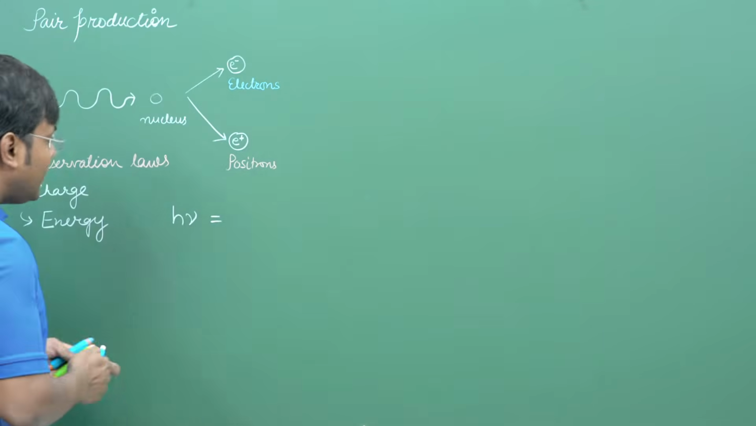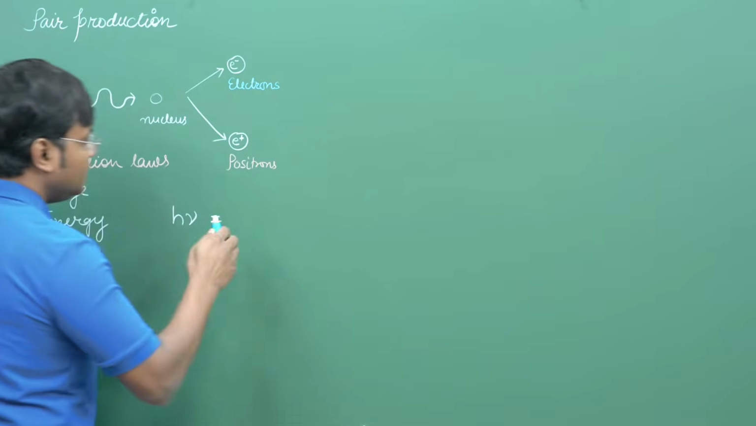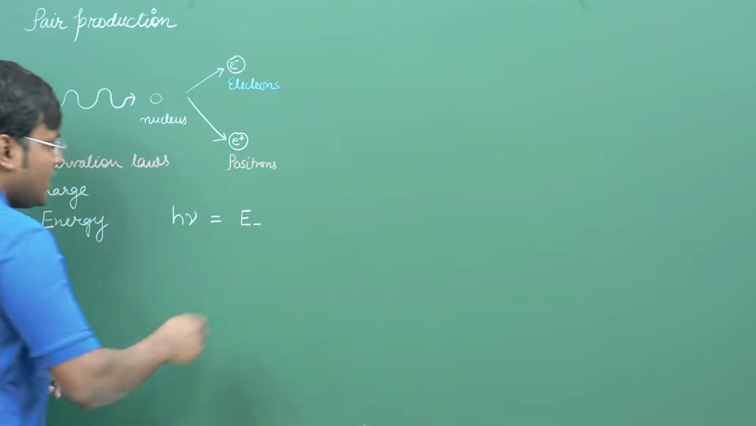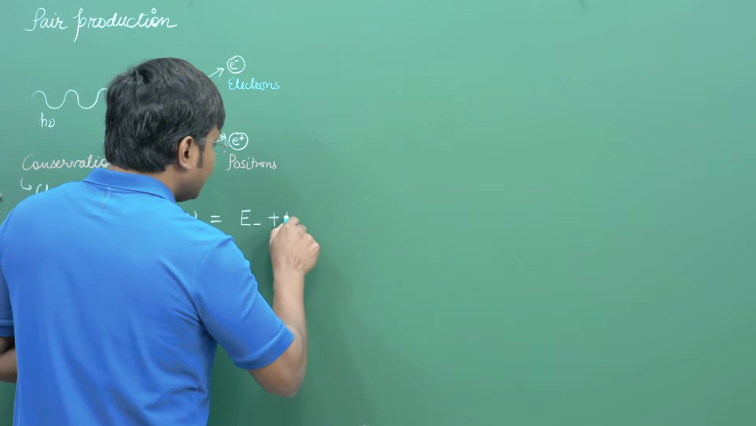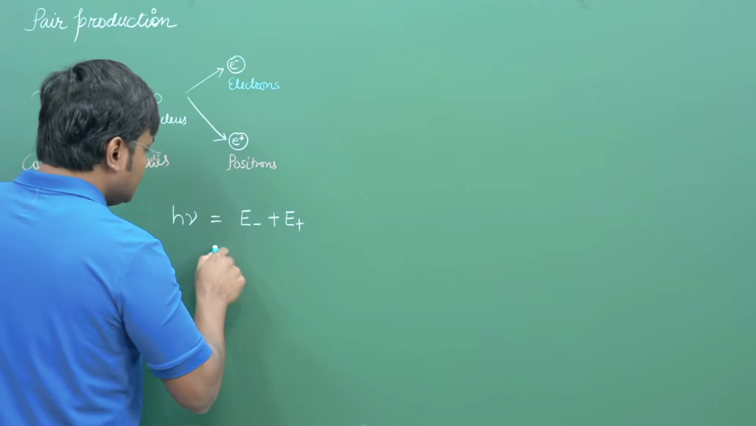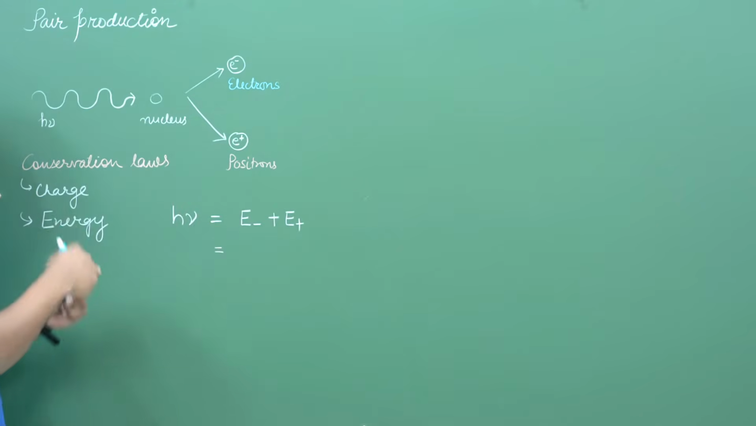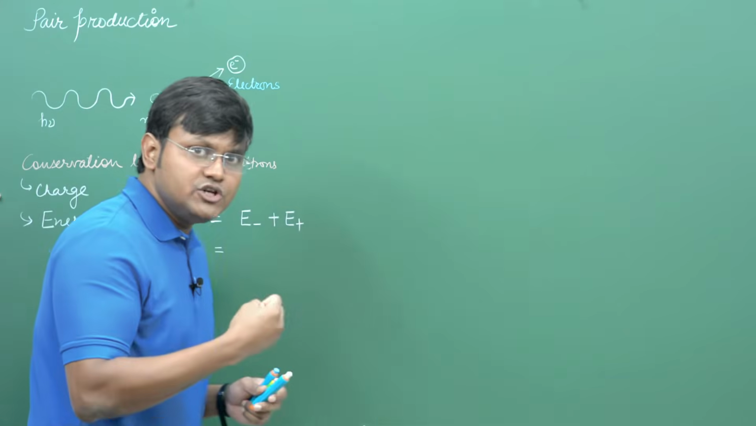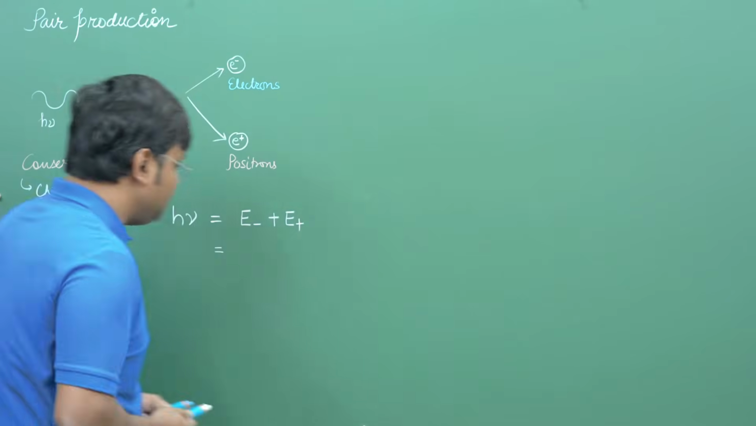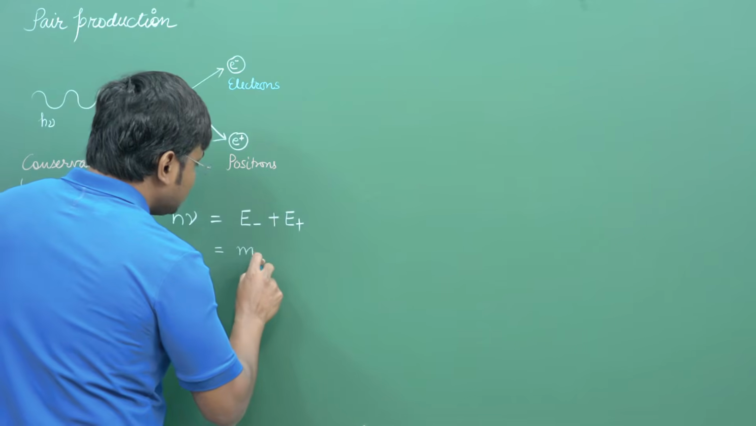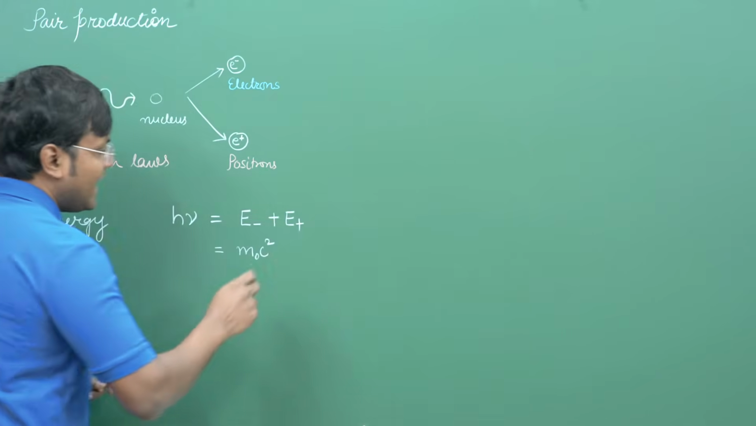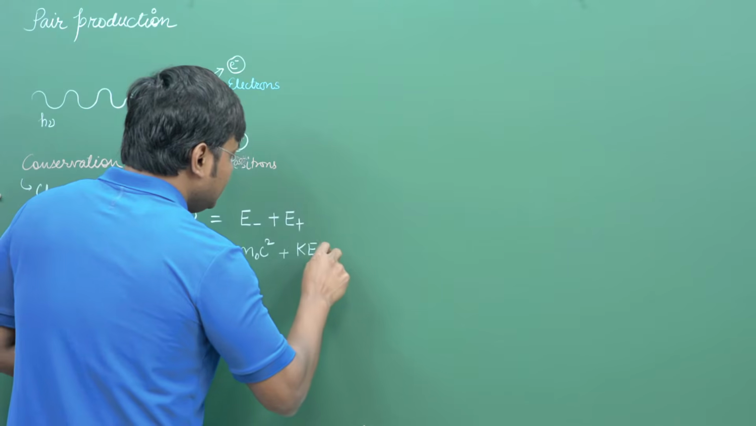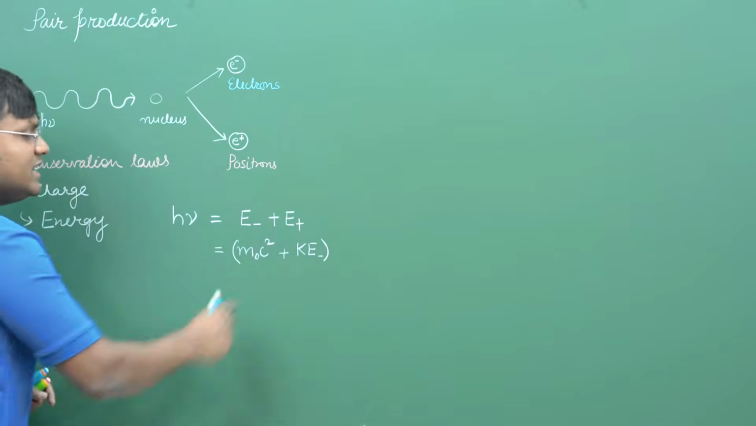energy of the particles. So if I write that the h-nu gets converted into, let's suppose, the total relativistic energy of an electron, E minus, and the total relativistic energy of the positron, E plus. So E minus consists of the total relativistic energy of the electron, which is essentially the rest mass energy plus additional kinetic energy. The rest mass energy of an electron is m0 c square, and let's suppose it also has some kinetic energy, Ek E minus. So this is the relativistic kinetic energy.